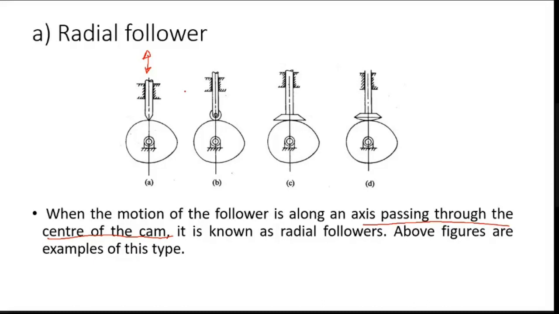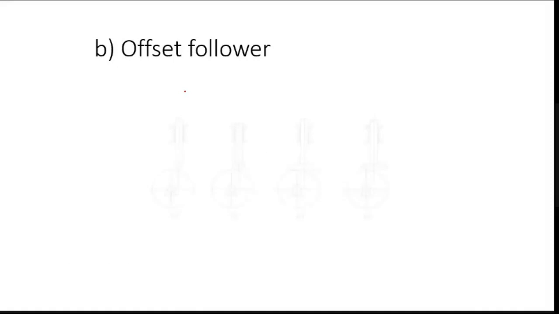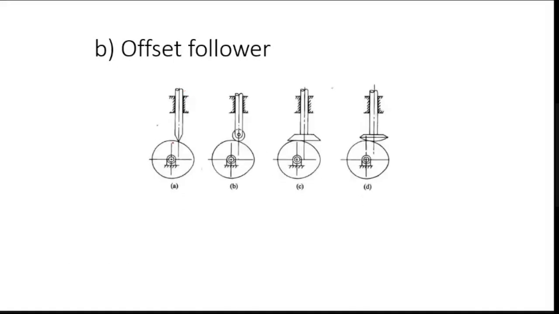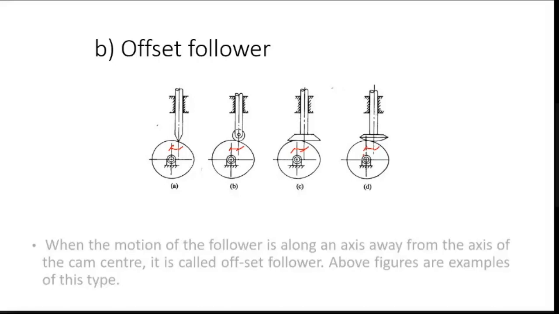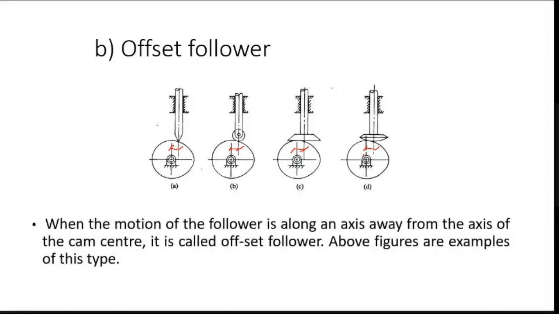The next one is the offset follower. Something like this. Now there is a distance here, a distance with respect to all these locations. So there is an offset distance. When the motion of the follower is away from the axis of the cam center, that one we call an offset follower. You can see in the figure that there is an offset distance.